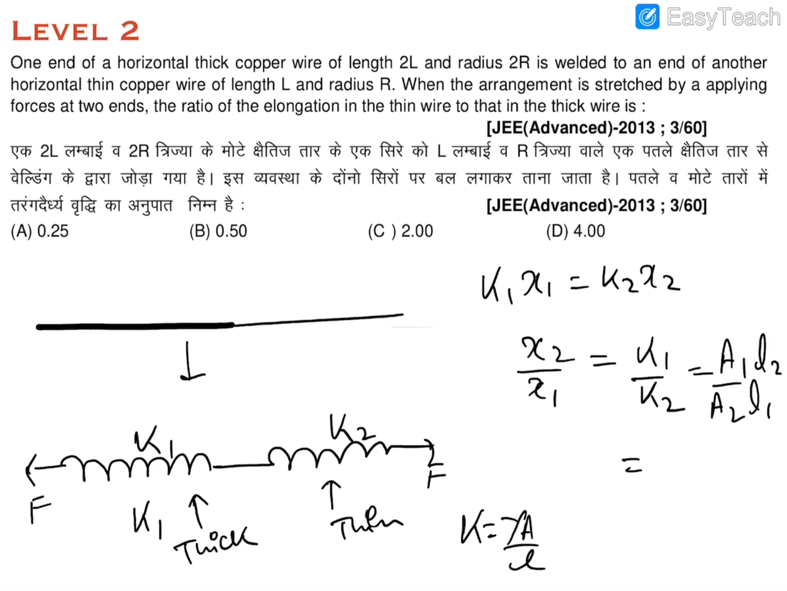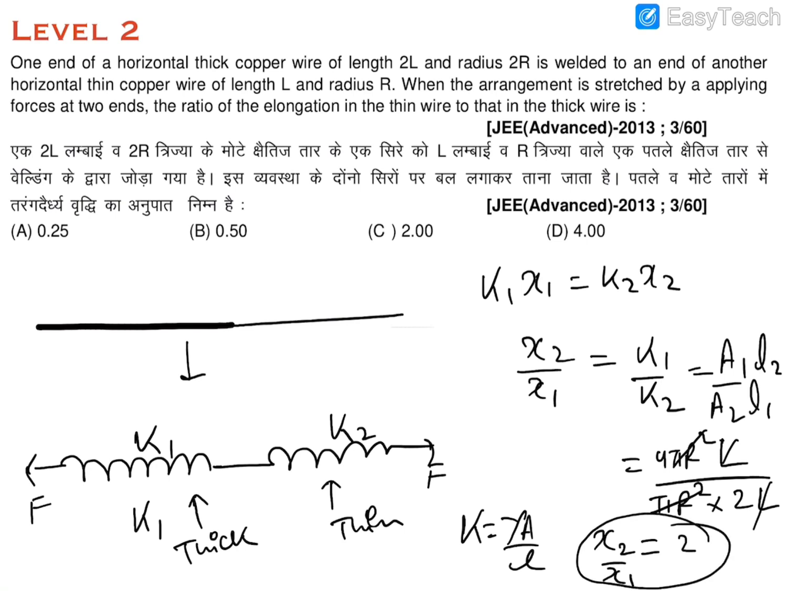Now the area of the first wire is 4 pi r square, because its radius is 2r, and its length is 2l. The area of the second wire is pi r square and the length of the second wire is l. So cancelling out l with l, and pi r square with pi r square, you can see that x2 by x1 is equal to 2. So the correct answer will be C.